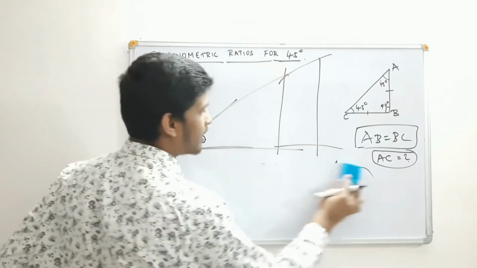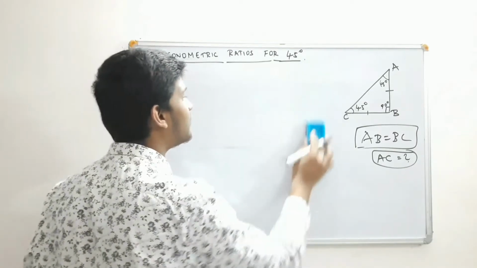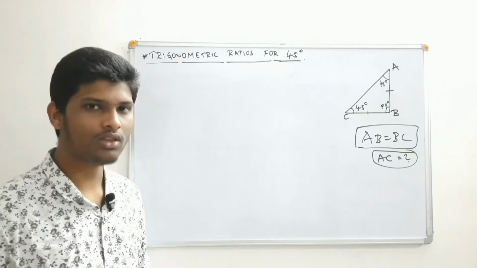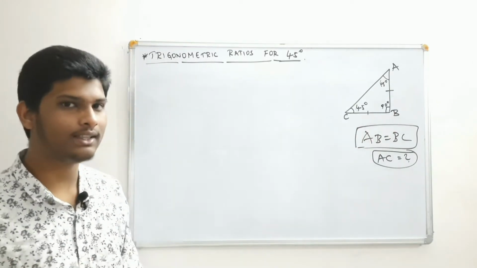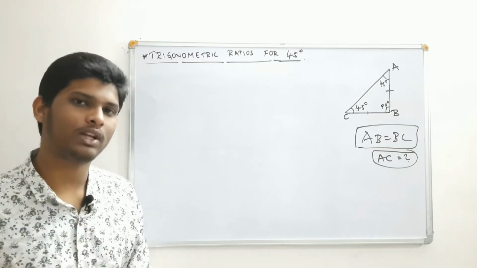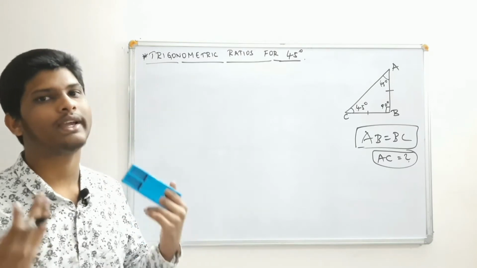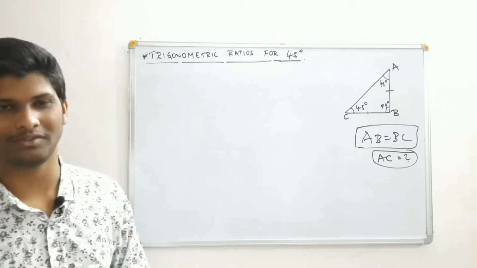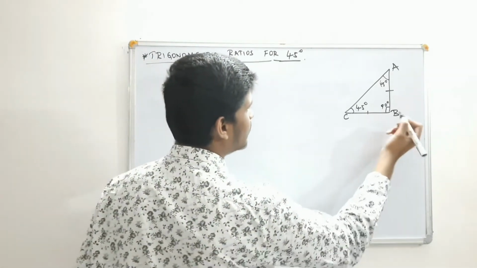So now let's take some variables in place of these lengths, so that we can derive from those variables. Let's assume some variables for those sides and then find their ratios. If they are variables, they'll be applicable for all other values. So we'll find from the variables and get the ratio for that specific angle, 45 degrees. So let's do it.